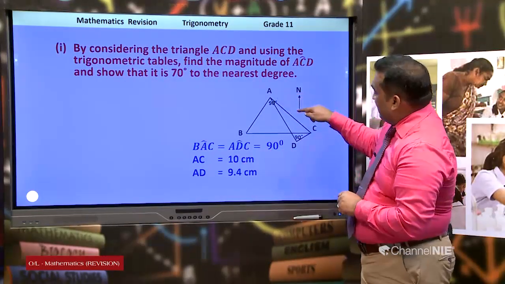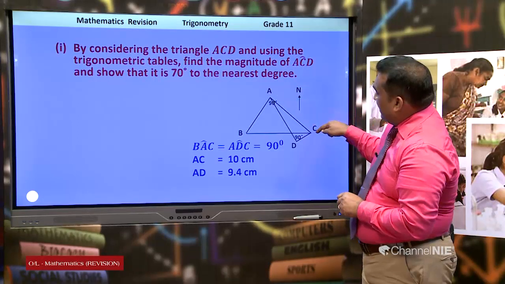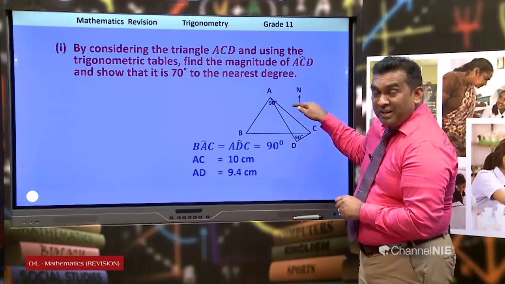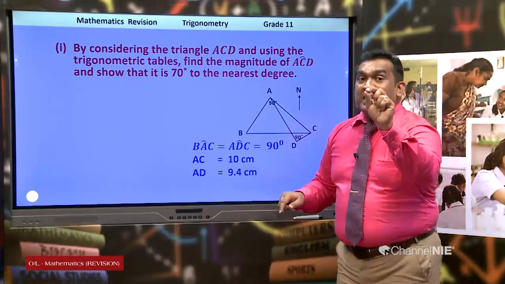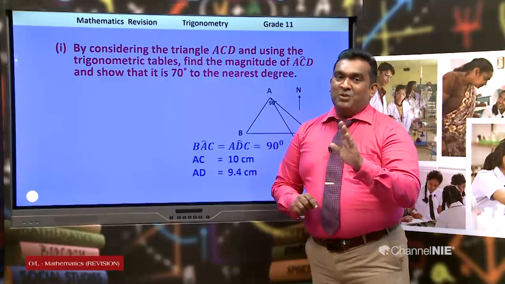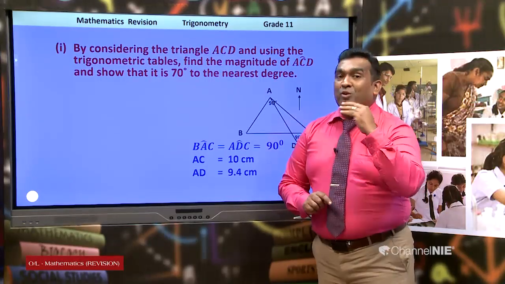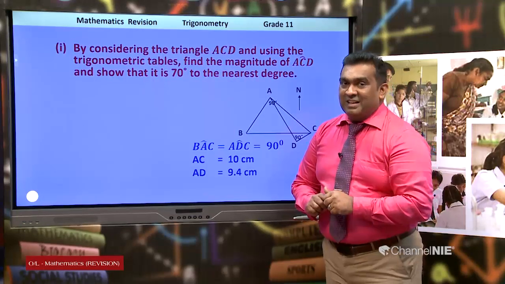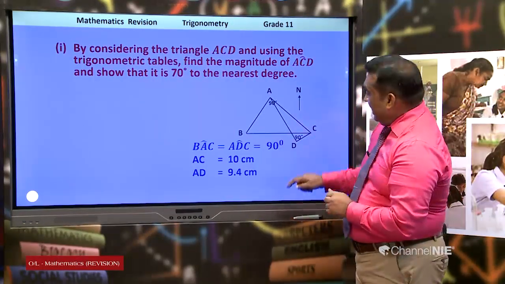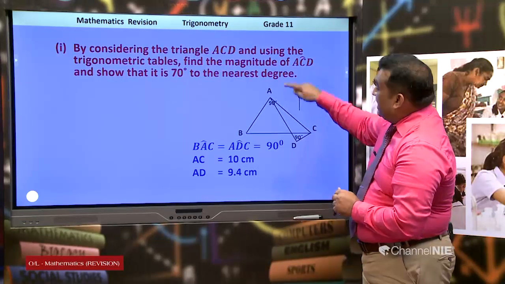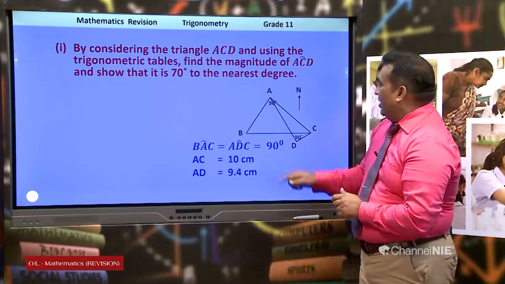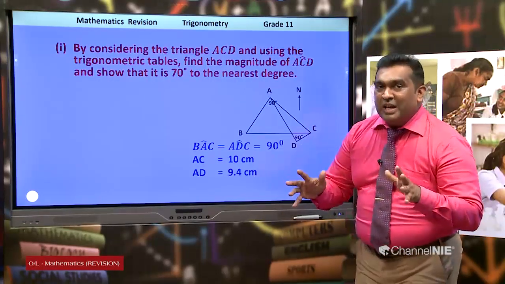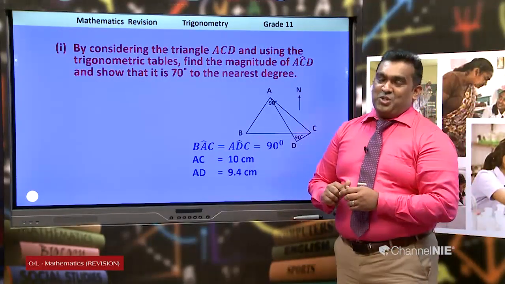AC is 10. AC is the hypotenuse. Now you can apply sine or cos. In both trigonometric ratios, hypotenuse you can see. Then next information. AD is 9.4. AD is opposite side. Definitely we have to apply sine ratio.